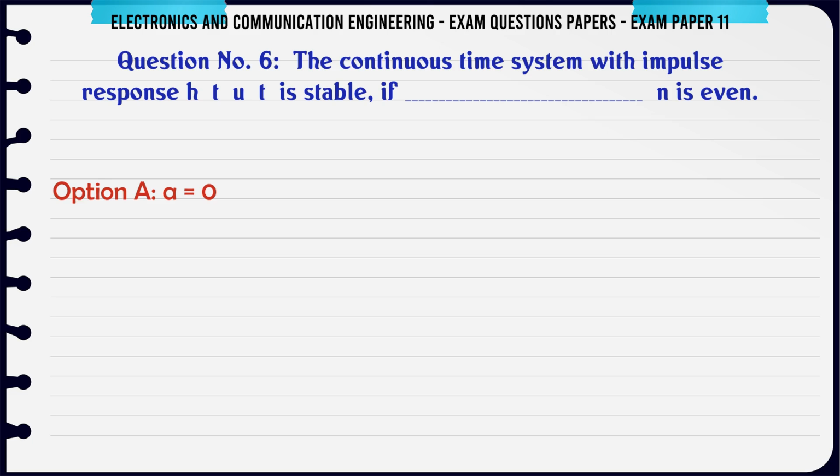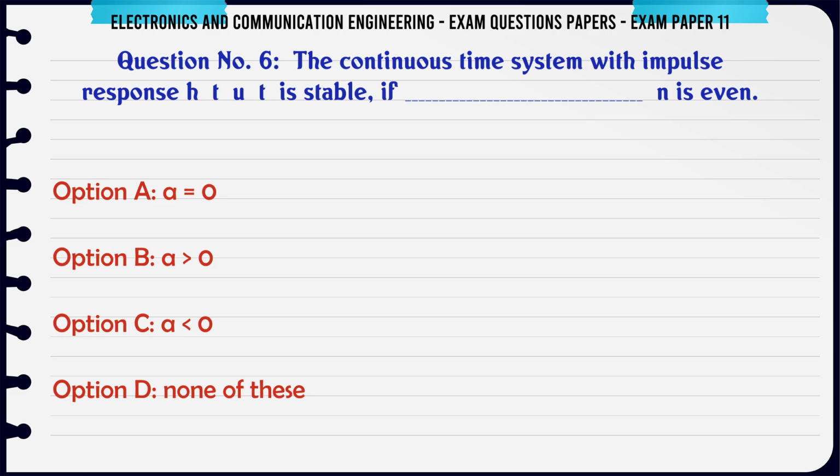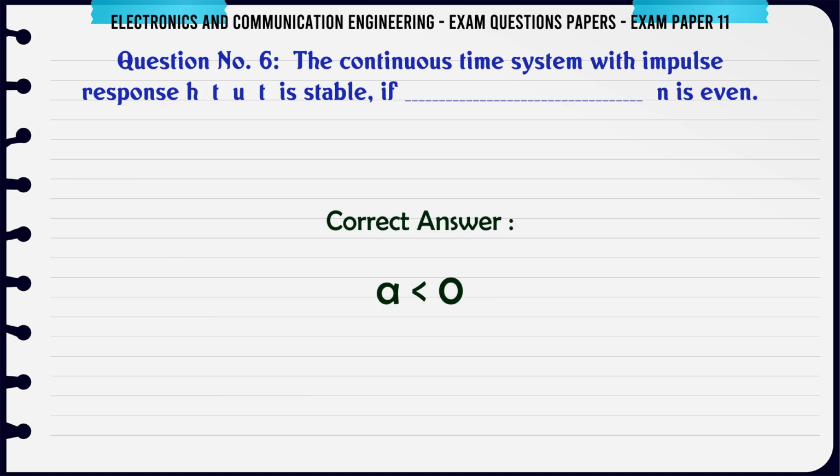The continuous time system with impulse response h(t)u(t) is stable if n is even: A a > 0, B a < 0, C a = 0, D none of these. The correct answer is a > 0.